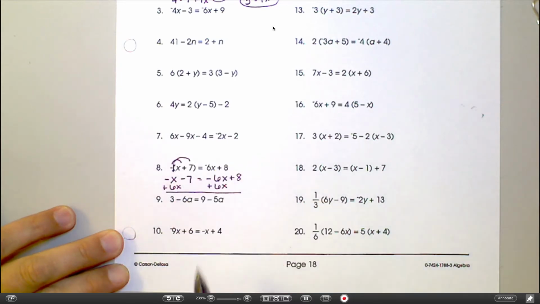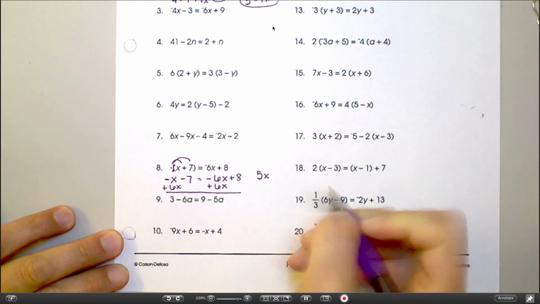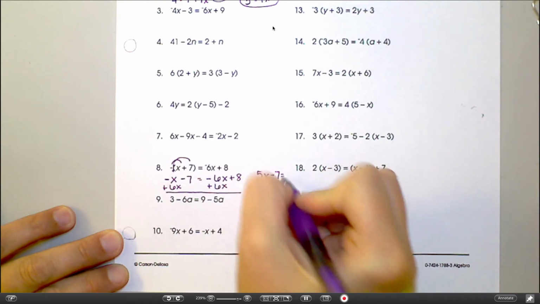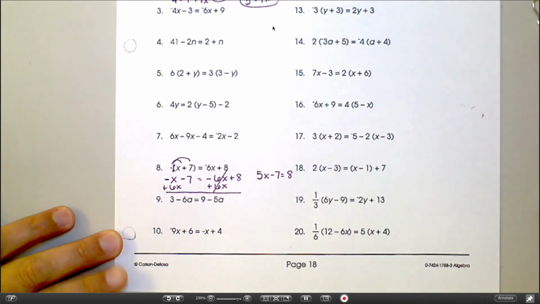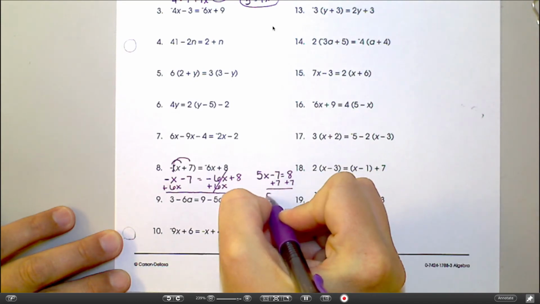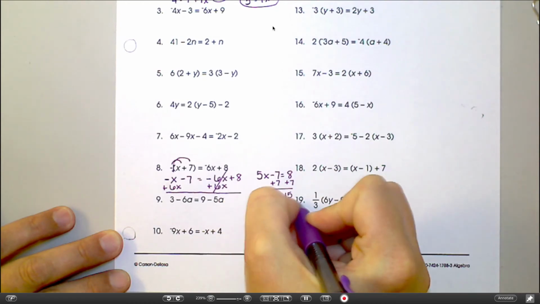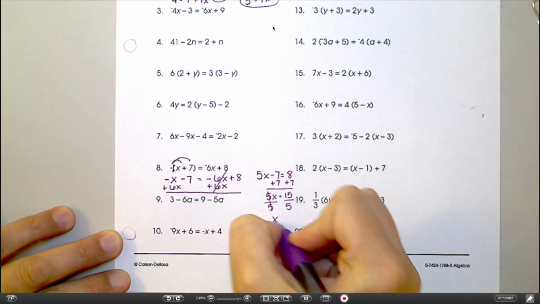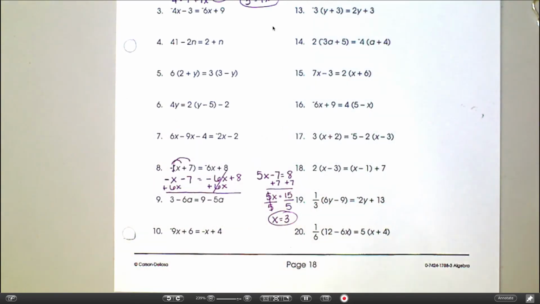Leave myself very much room here. So -x plus 6x makes 5x. And then I still have this -7. And then over here my x's cancel and I've got an 8 left. And now it's just a 2-step equation. Let's add 7. So 5x equals 15. Divide by 5. X equals 3. Oh, same as that one. Didn't mean for that to happen, but that's true.